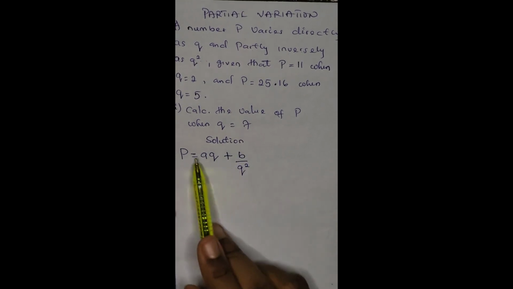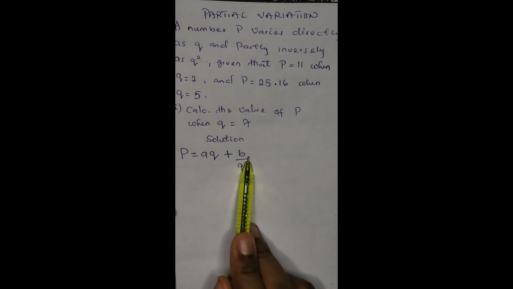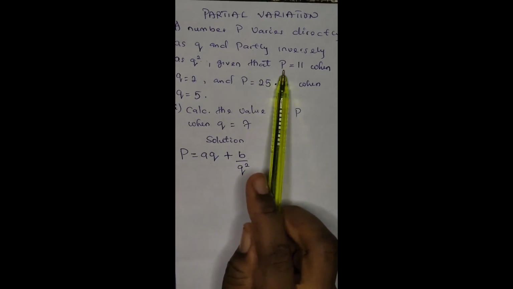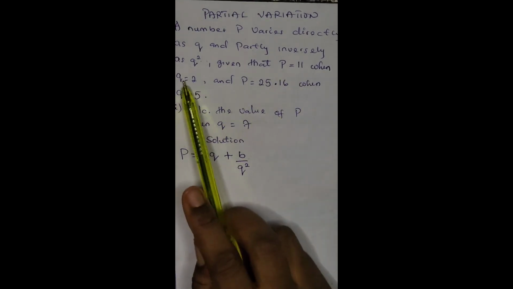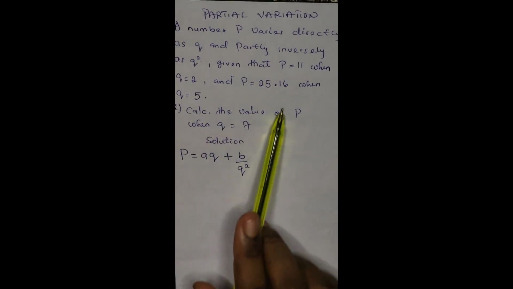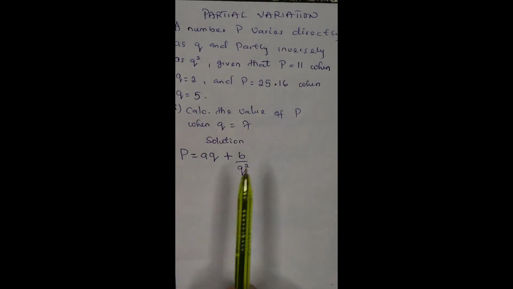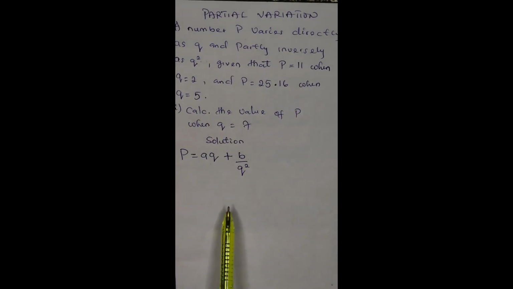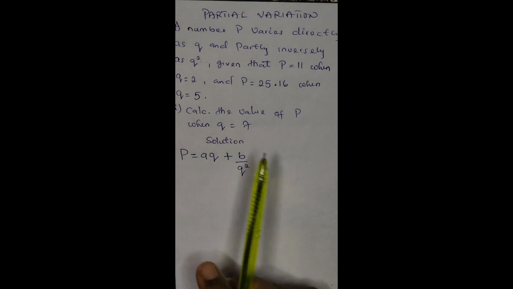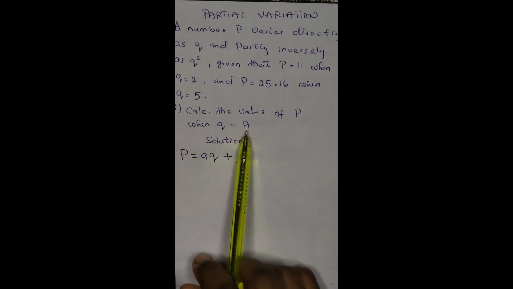So having gotten this particular equation, we'll go ahead to use the first information, p equal to 11 when q equal to 2, to get our first equation. Before we can resolve this, we'll first get the first and the second equation. Then from there, we get our constants a and b before we can calculate the value of p when q is equal to 7.